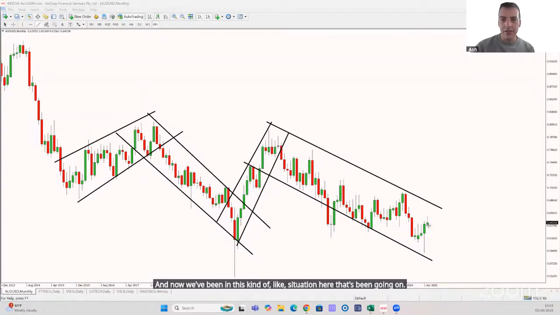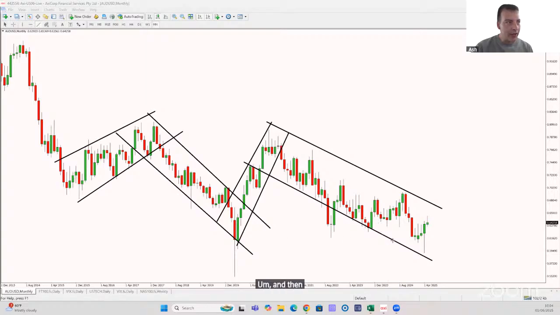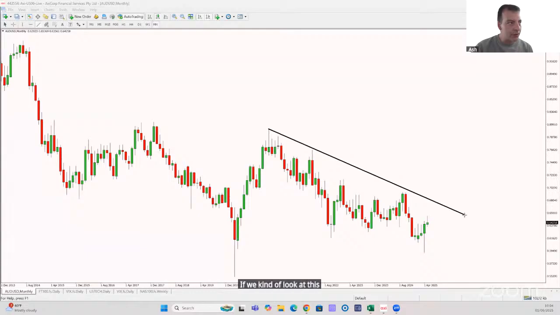So when you look at this, you can pretty clearly see what kind of trading we're looking at, and it's a bit of a trading range. Then what we want to find is where are the levels of support and resistance, and do we exist anywhere near it? So if we look at this as a bit of a trading block here, the first thing that should come to mind, this is the Aussie dollar, is that there's some room to the upside to hit that upper level again.